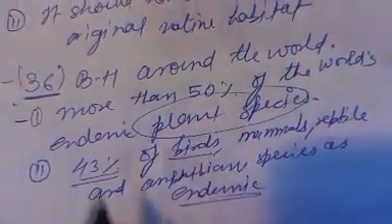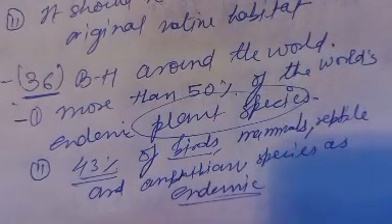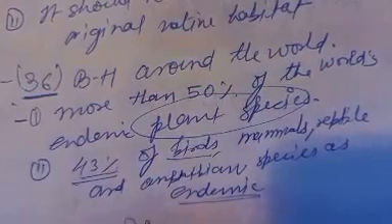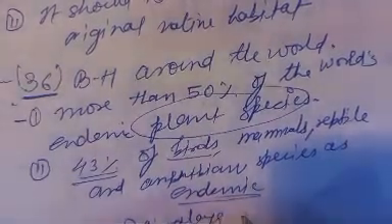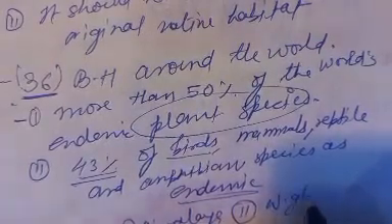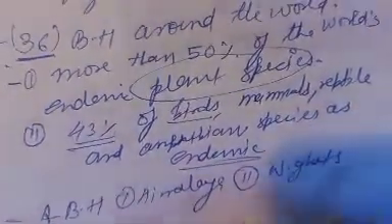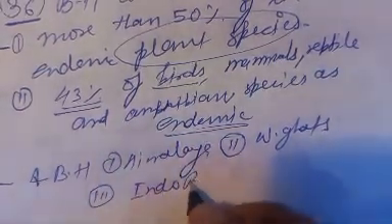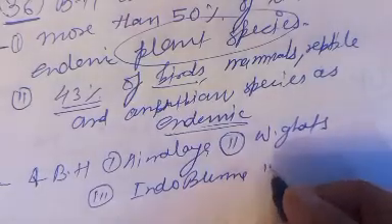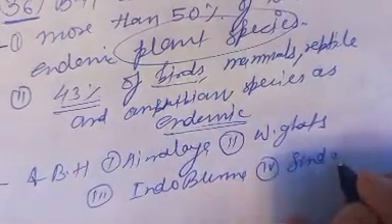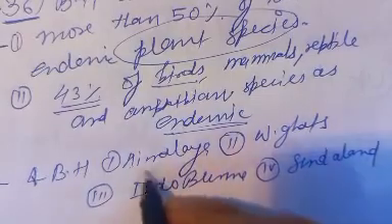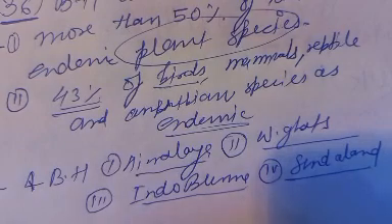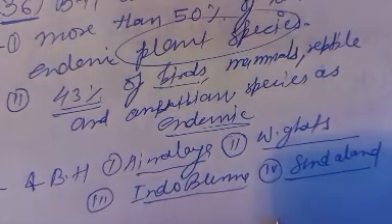In India, there are 4 biodiversity hotspots. The first one is Himalaya. Second one is Western Ghats. Third one is Indo-Burma region. And the fourth one is Sundaland. So India has 4 biodiversity hotspots as per Conservation International.